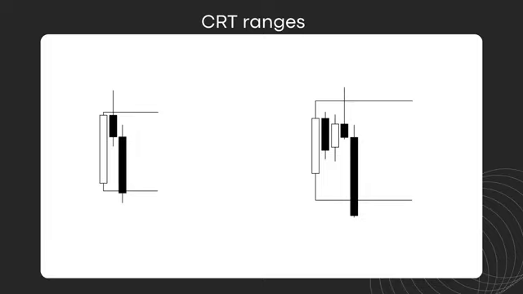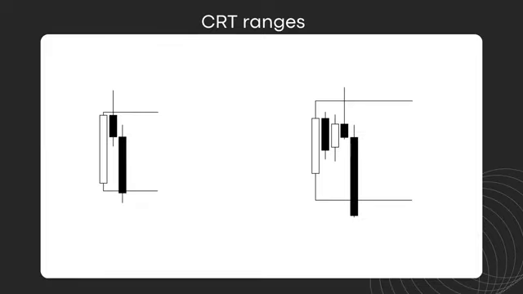Next one we've got is CRT ranges, right? Now we all know how they look. First one we've got is the three candle CRT right here. You can see the first candle is the CRT range, then it's bullish on the second candle, and then this third candle distributes lower to take out the low of the range.